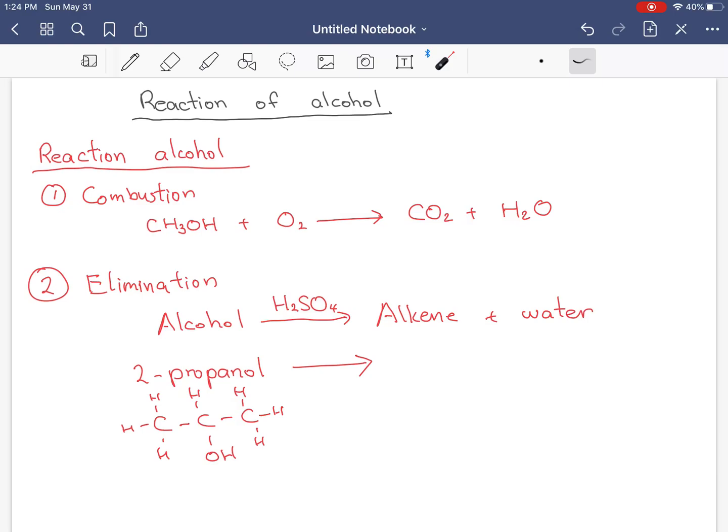Okay? So, here it is. Let's say it's this or this. It really doesn't matter because of the symmetry of this molecule. Let's say you're doing it with a right hydrogen. And this is what you're left with. Okay, this will be a propene plus water.